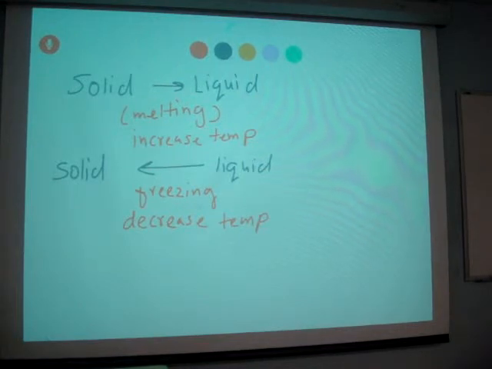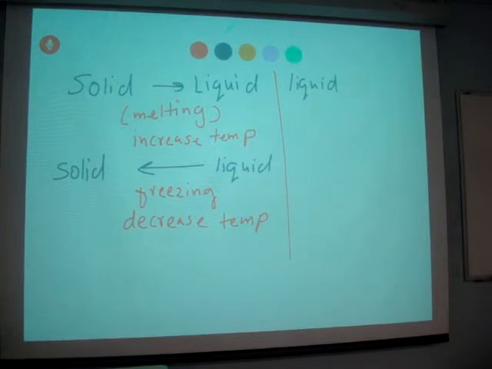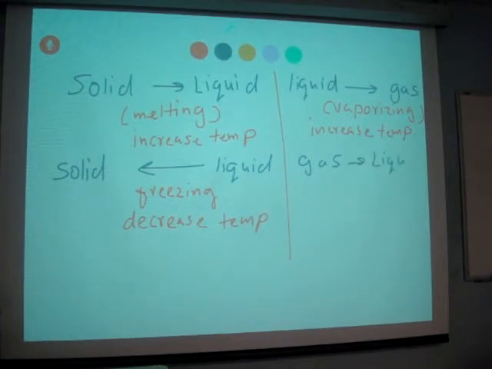Now let's say from liquid to gas phase change. Liquid to gas phase change we call vaporizing. And for that we increase temperature. And from gas state to liquid state we call condensing. And for that we decrease temperature.